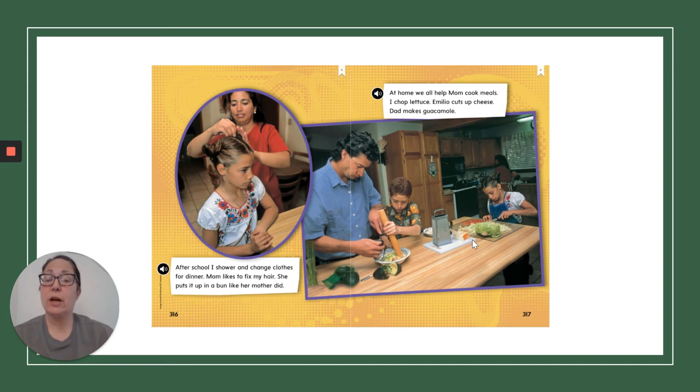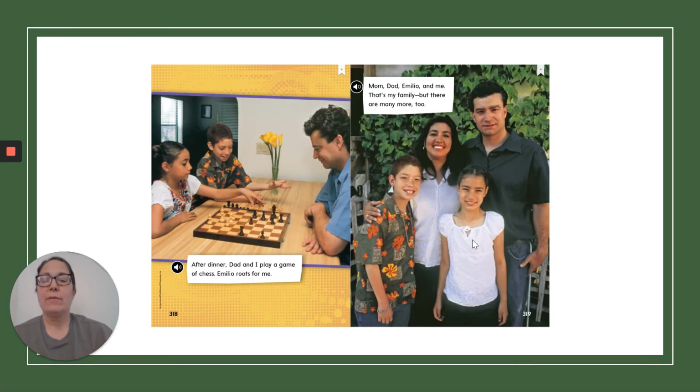After school, I shower and change my clothes for dinner. Mom likes to fix my hair. She puts it up in a bun like her mother did. At home, we all help Mom cook meals. I chop lettuce, Emilio cuts up cheese, Dad makes guacamole. After dinner, Dad and I play a game of chess. Emilio roots for me.